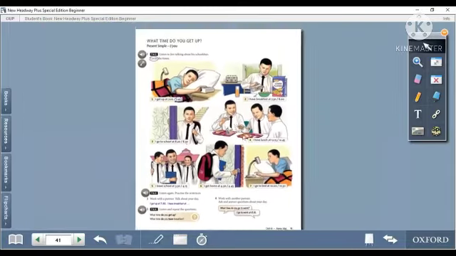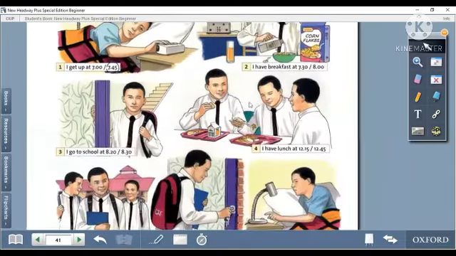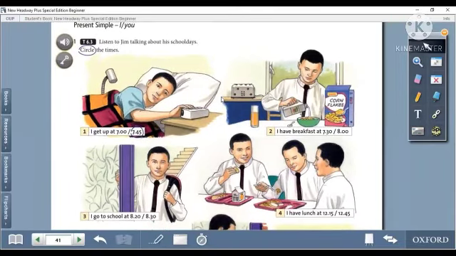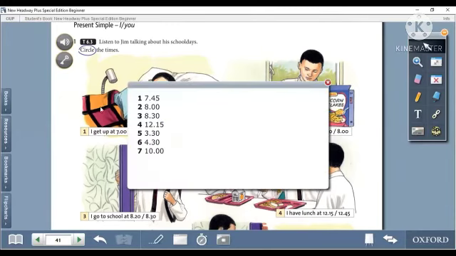Of course these are very simple sentences, but if you practice them, you can write a paragraph about yourself. Okay, for example, he talks about school, you can talk about university. Okay, check your answers please.